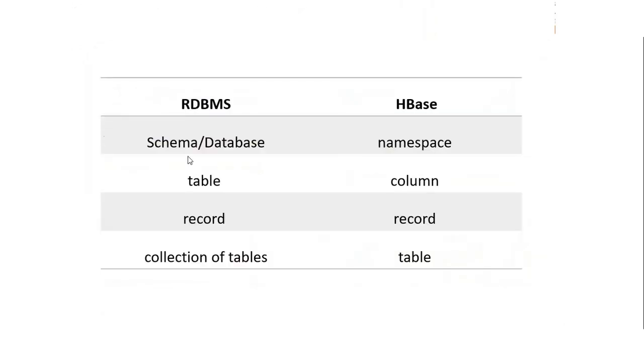Here, what you call schema and database, this is a small comparison. To make you understand more about Hbase, I'm giving you this comparison. What you call a schema in a database in RDBMS is called a namespace in Hbase. In RDBMS you call them tables, whereas in Hbase the same thing is called a column. And record is the same in RDBMS and Hbase; both you call records. And the collection of tables in RDBMS is called just a table in Hbase.